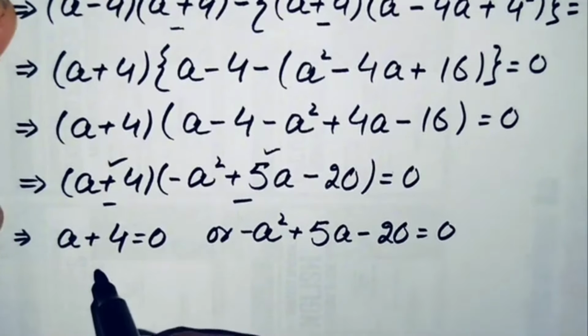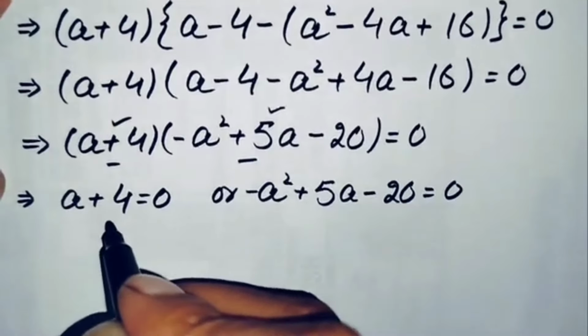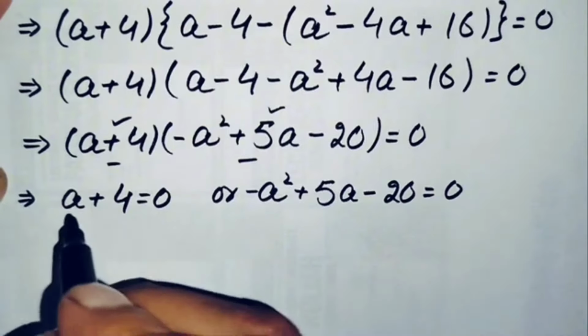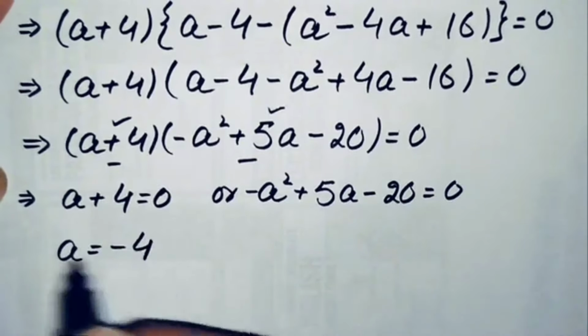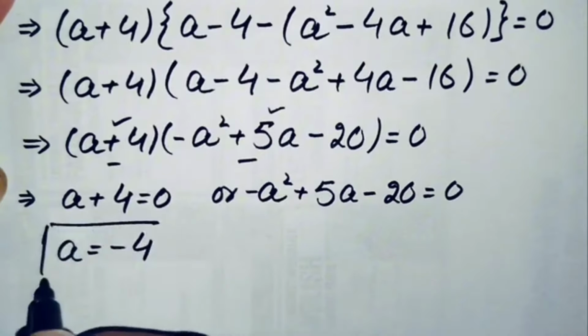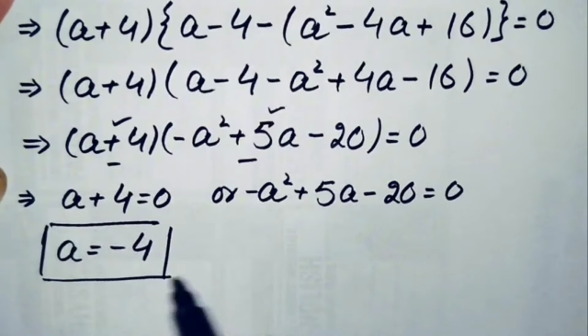Now first we will solve this one equation. So here we will move this positive 4 to the right hand side, so it will become negative 4. So this will become a is equal to negative 4. So this is our first solution and first value of a.